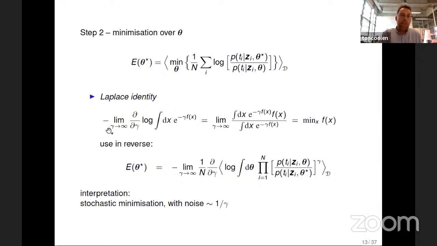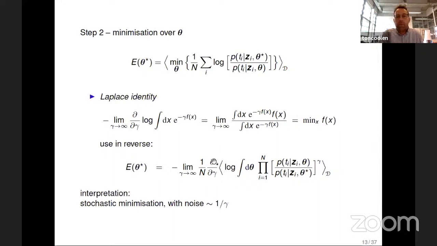And looking at ground state then means that there's this parameter gamma, which is like an inverse temperature that has to go to infinity. Using this means that instead of having this formula here, we lose the minimization, the price we pay is we have an integral over all parameters now. So it's like a stochastic minimization with noise of the strength 1 over gamma.